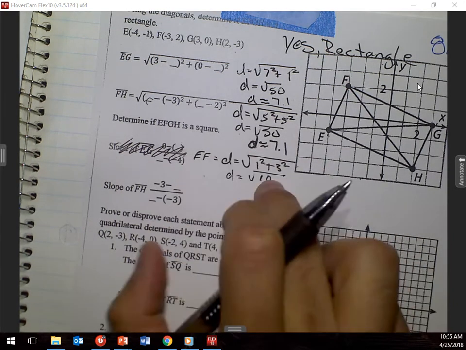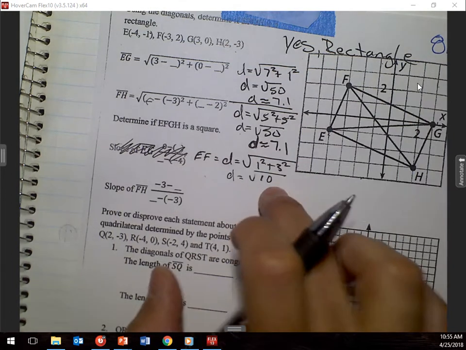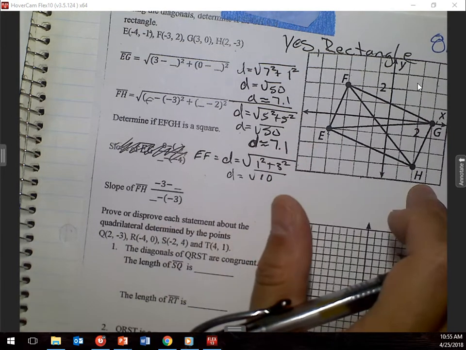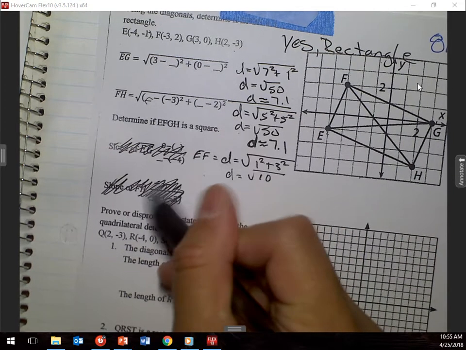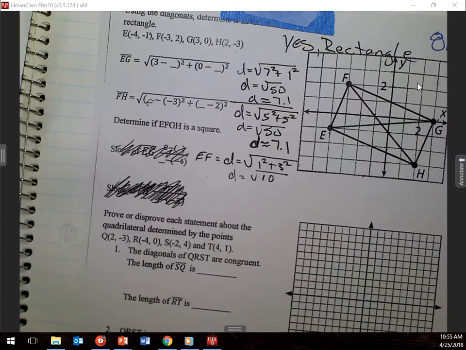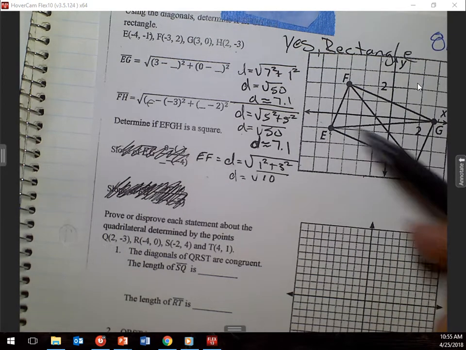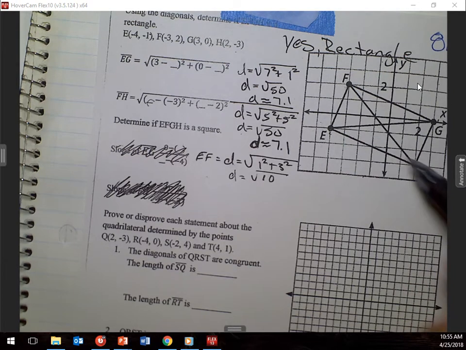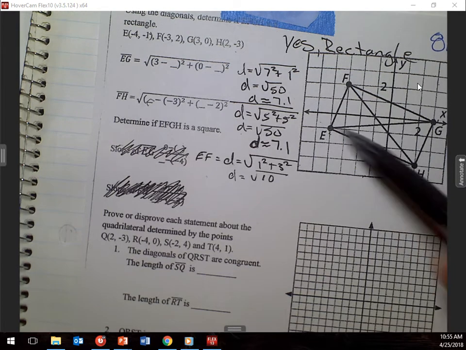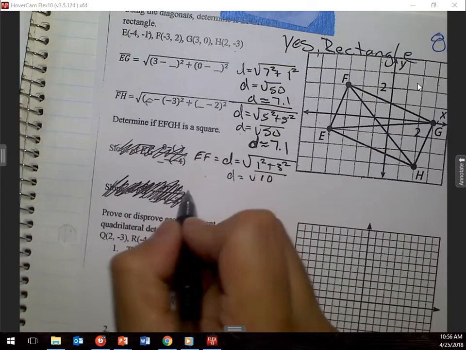Okay. Since I don't need to actually approximate this one to go further, I just need to know if these two are the same. So I'm going to get rid of this part because finding the slopes is a lot more work. Now, this one right here, E to H, is going to tell me if it's the same distance as EF, it's going to be a square. If it's not the same distance, then it's going to be a rectangle, right? Okay, so let's see. So from E to H.